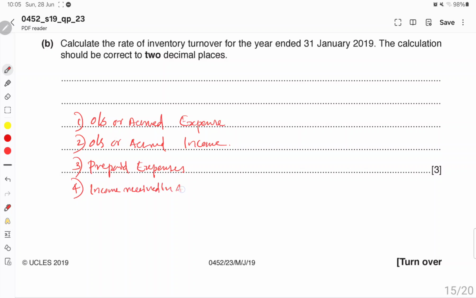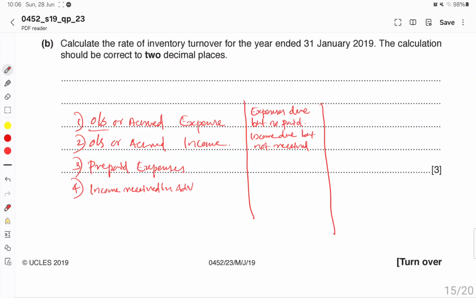Now understand what accrued expenses means. I'll write the meaning here. It means expenses are due but not paid. So it's our responsibility to pay, right? So outstanding or accrued income means what? Income we have to receive. So income is due but not received. Okay, so these are the 2 adjustments. Accrued is also known as outstanding or due or owing, etc. That you can understand from the question.